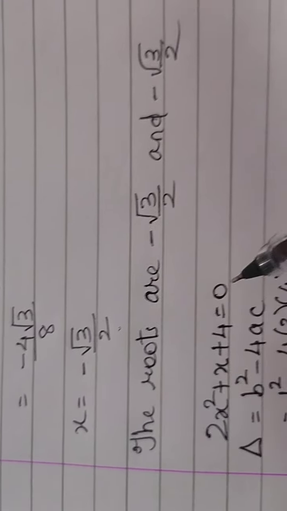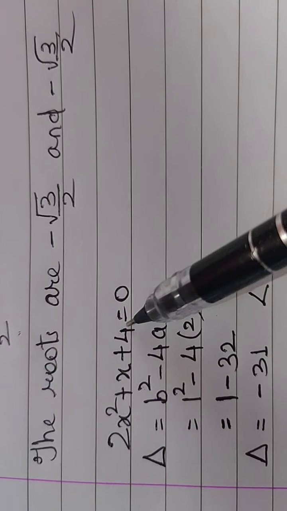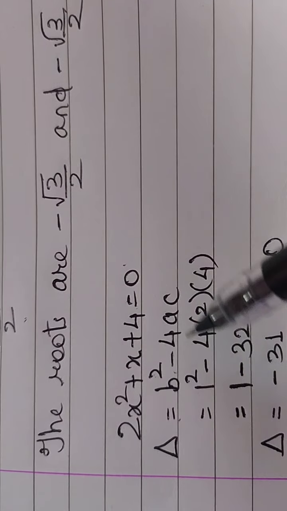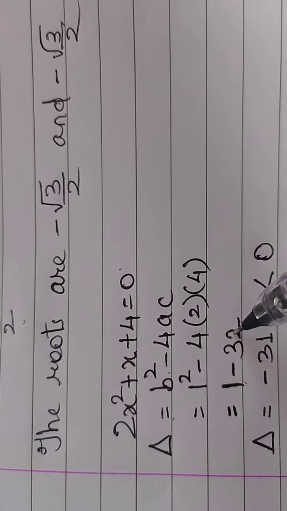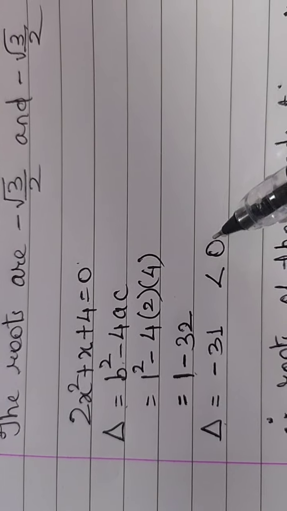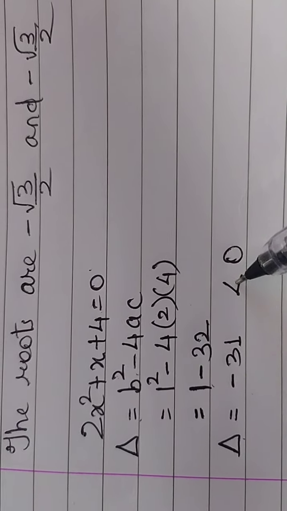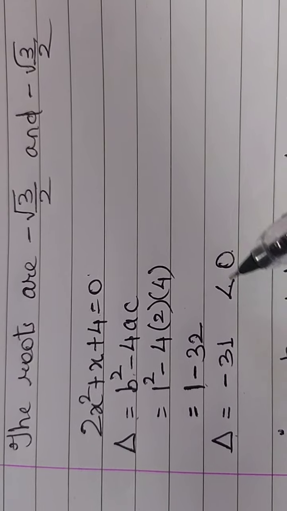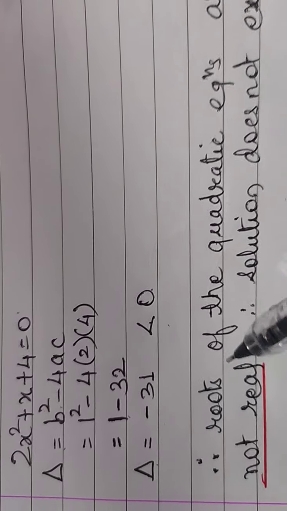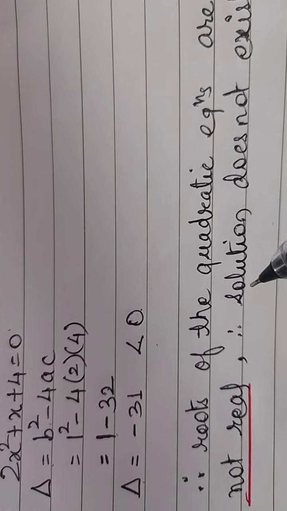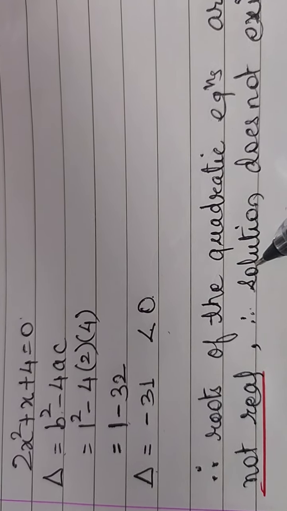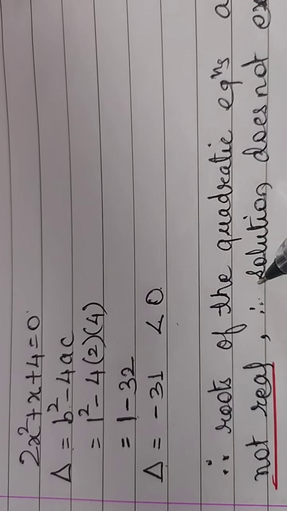And in the third question, 2x square plus x plus 4 is equal to 0. Find the value of delta, b square minus 4ac. It is 1 minus 32, that is minus 31. Now children, when delta is negative, we know that the roots of the quadratic equation are not real. They are imaginary roots. Here you can write that the roots of the quadratic equation are not real, hence the solution does not exist. In this case, you have to simplify up to this much only. No need to simplify further.